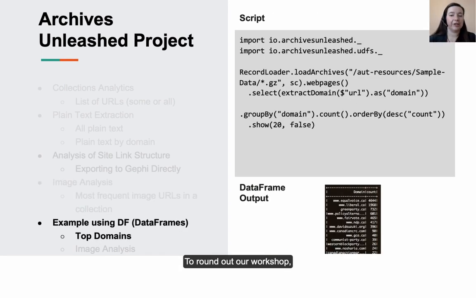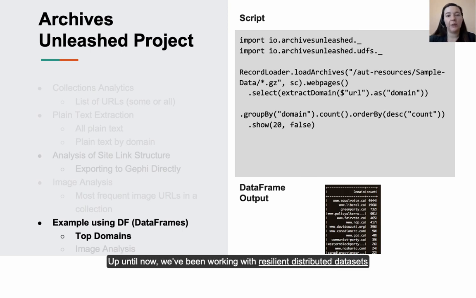So to round out our workshop, our final script will provide a slightly different output. Up until now, we've been working with resilient distributed datasets, or RDD. And now we're going to switch over to data frames. Taking a look at a script that we ran earlier, listing the top domains, we're going to process it with data frames. Here the results now, instead of a string, are presented in a tabular format with the same information that we saw before.